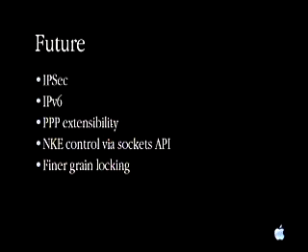In the future, as we said, IPsec and IPv6 are coming. They're part of Darwin, and you can look at that in the Darwin kernel. We're going to be based on that. PPP extensibility: there will be a way to get some plugins for PPP if you want to have PPP over ATM or PPP over some other new cool media you just invented. The NKE control via socket API is in flux, so it's going to change a little bit. Also in the future, we're planning to get something instead of funnels, some finer grain locking of sockets and things, so we don't have to use a funnel mechanism.